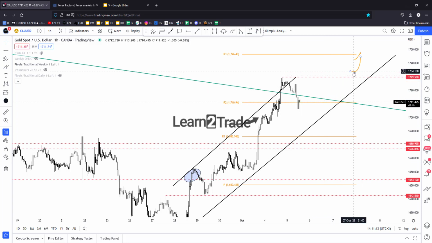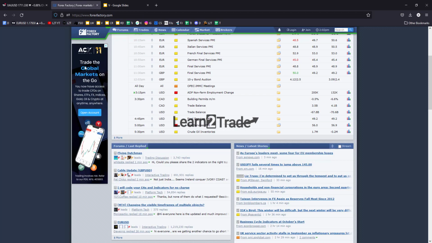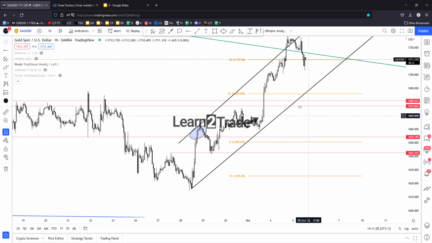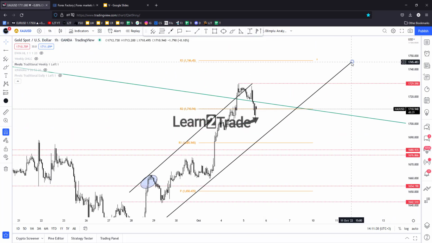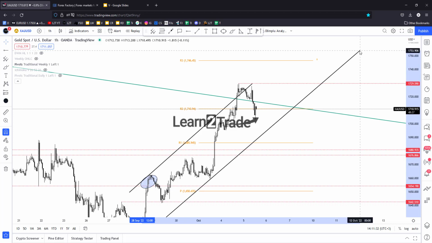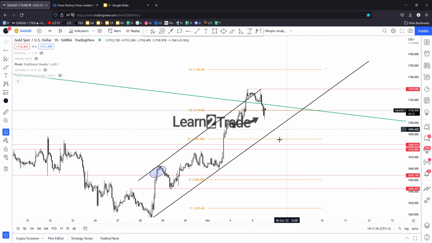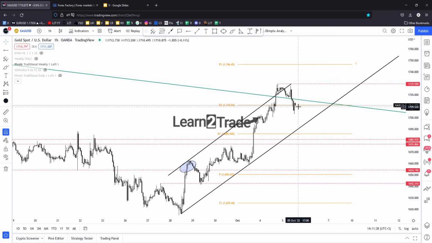As I've said, the US is to release high impact events, so better than expected US data later today could force the price of gold, the yellow metal, to come back down towards this uptrend line. So in the short term, this could represent a downside target, if the price continues to drop, okay?